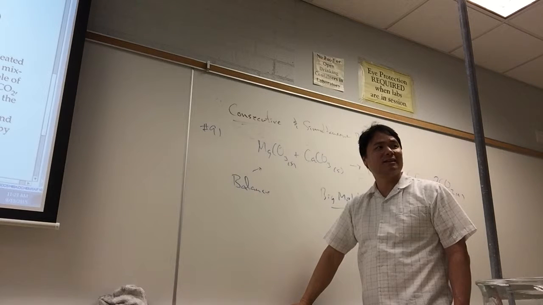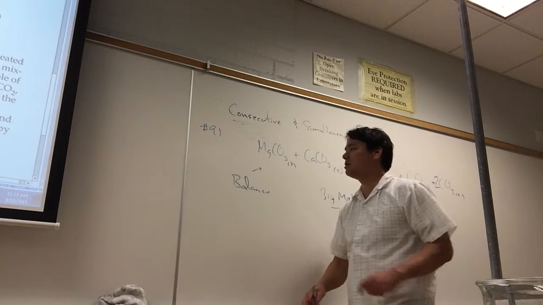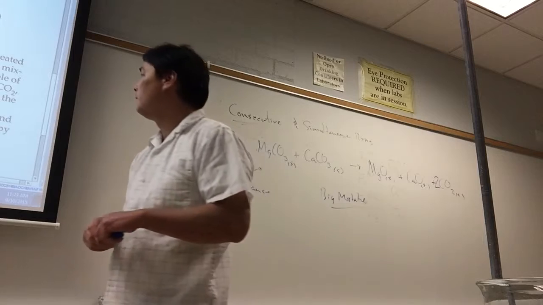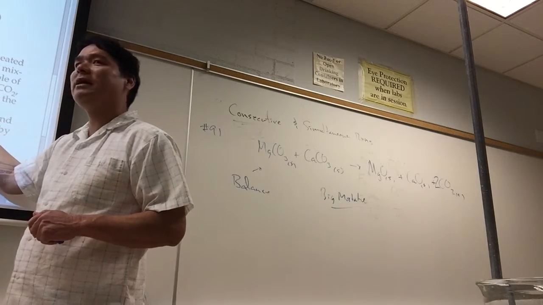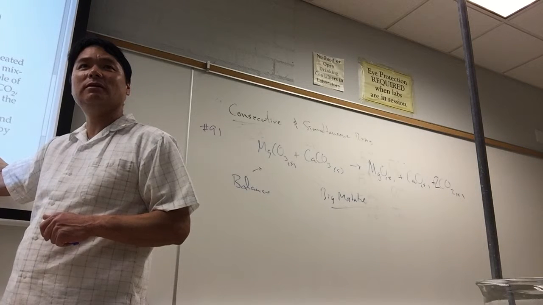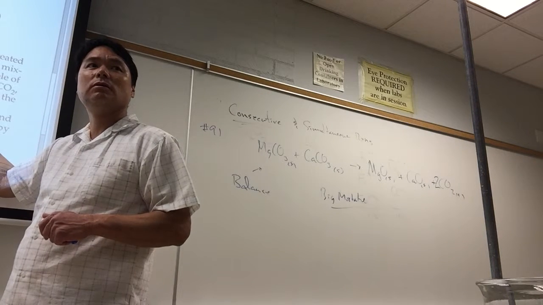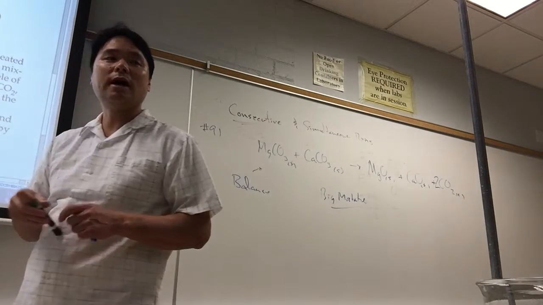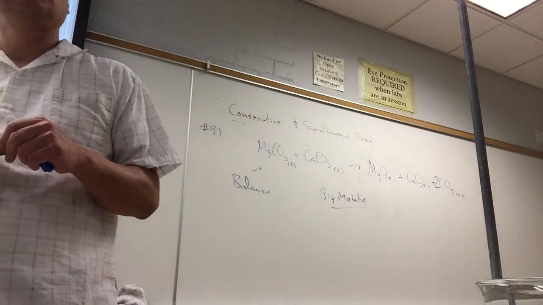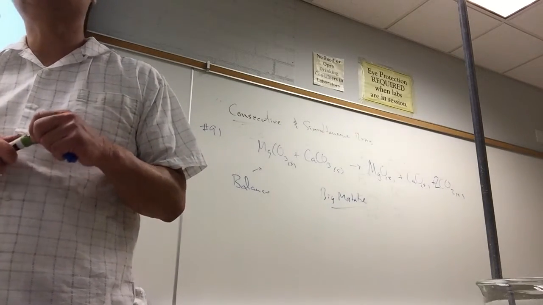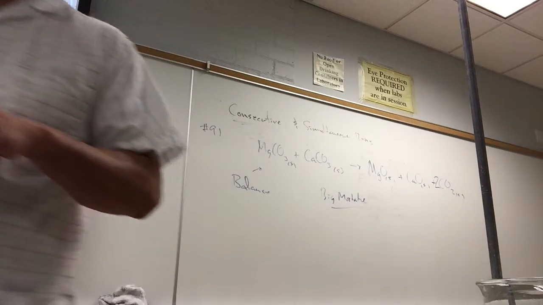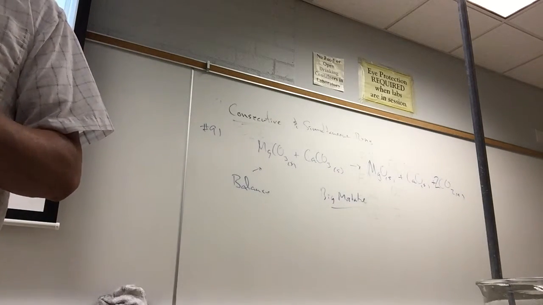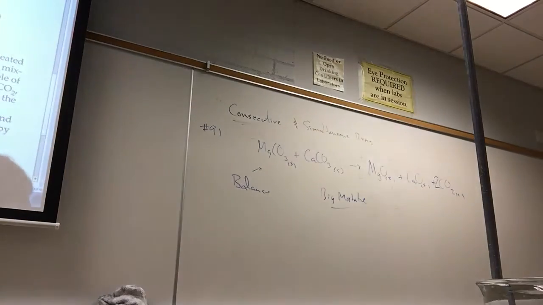Do you think that's right? No, that's not right, because how do I know it's a 50-50 mix of magnesium carbonate and calcium carbonate? Did they tell me that? No, I could have any amount of magnesium carbonate, any amount of calcium carbonate. And so when I have simultaneous reactions like this, I always split them into two independent reactions.